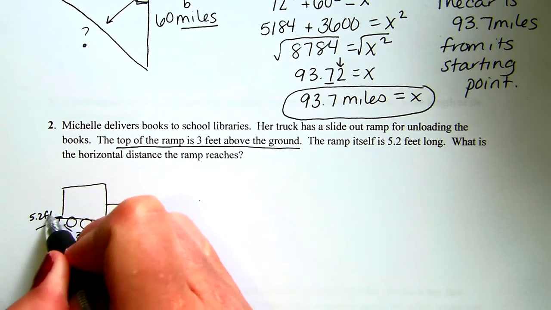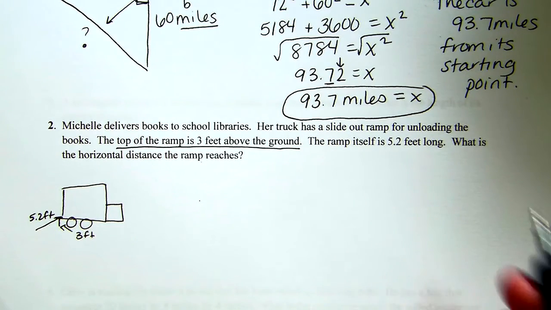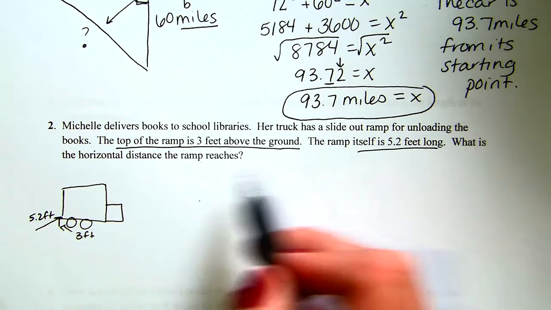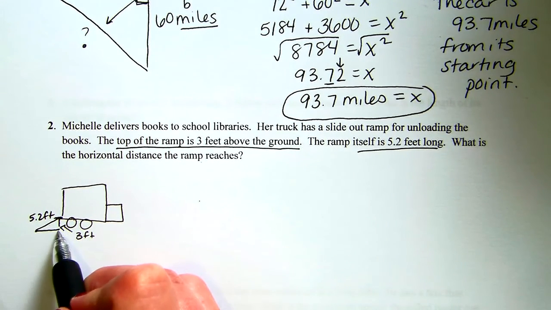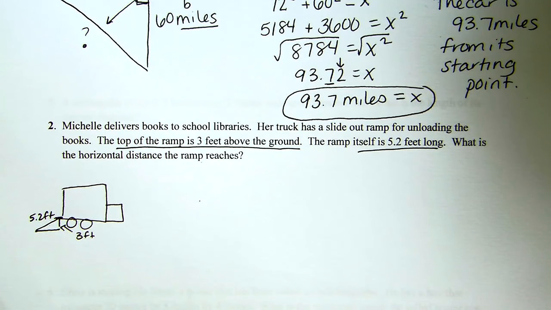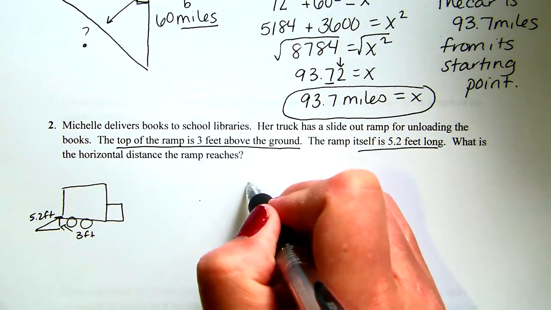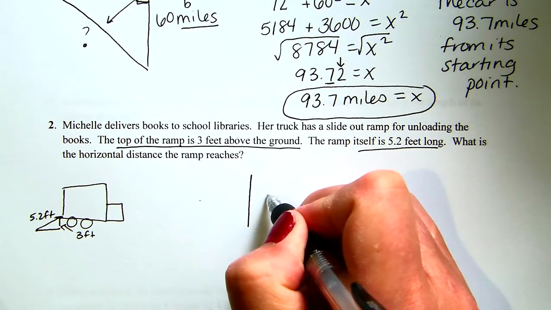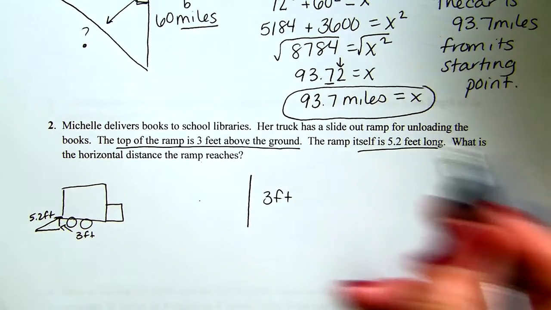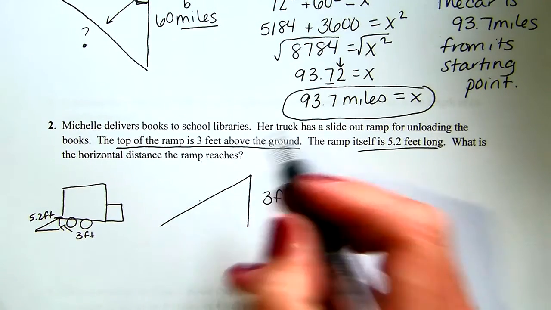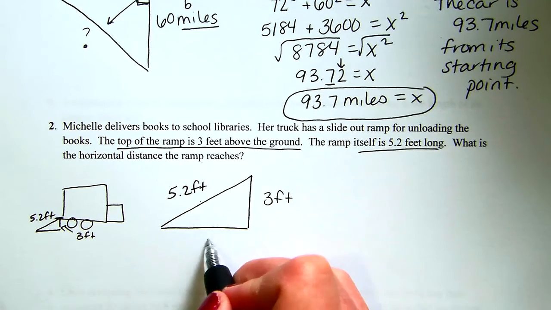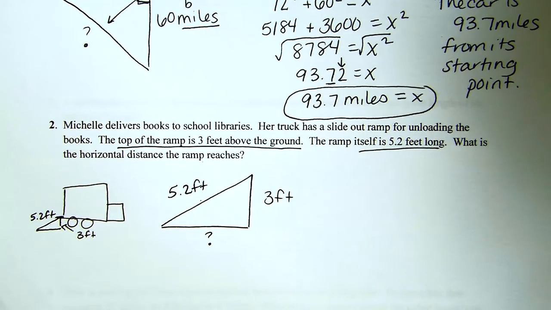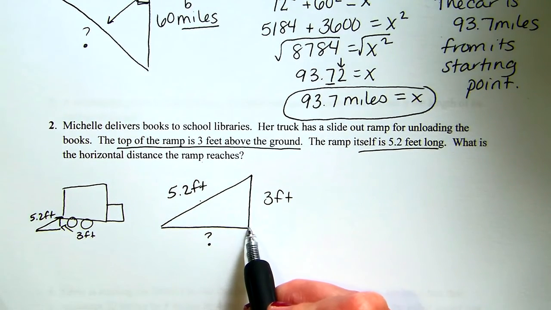Next, it asks, what is the horizontal distance? Well, that's going to be the bottom. That's going to be the distance between the ground and where the ramp reaches. Now, because this figure is really small, I'm going to go ahead and draw a larger one. So once again, our truck ramp is 3 feet from the ground. The ramp itself is 5.2 feet, and it is our task to find the distance between the ramp on the ground from the truck and where the ramp ends.